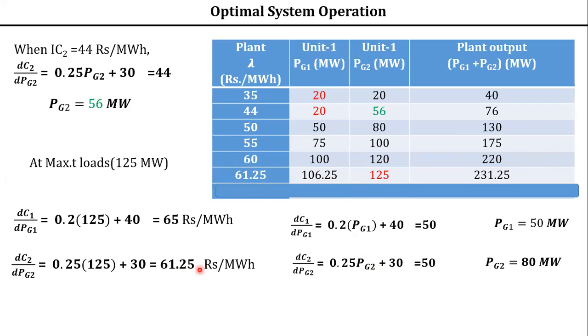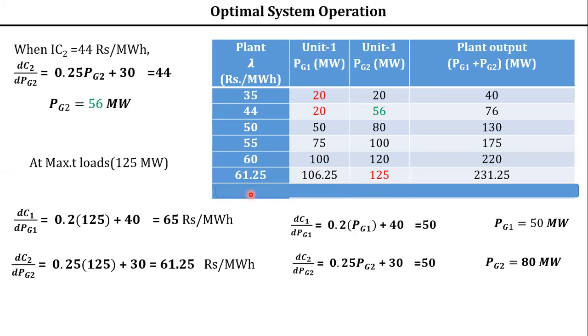Now the last value will be 65. Now you see, at 65, this will not be considered. This also is kept at 125. But at 65 lambda, what is the loading on unit 1? Can anyone tell now?